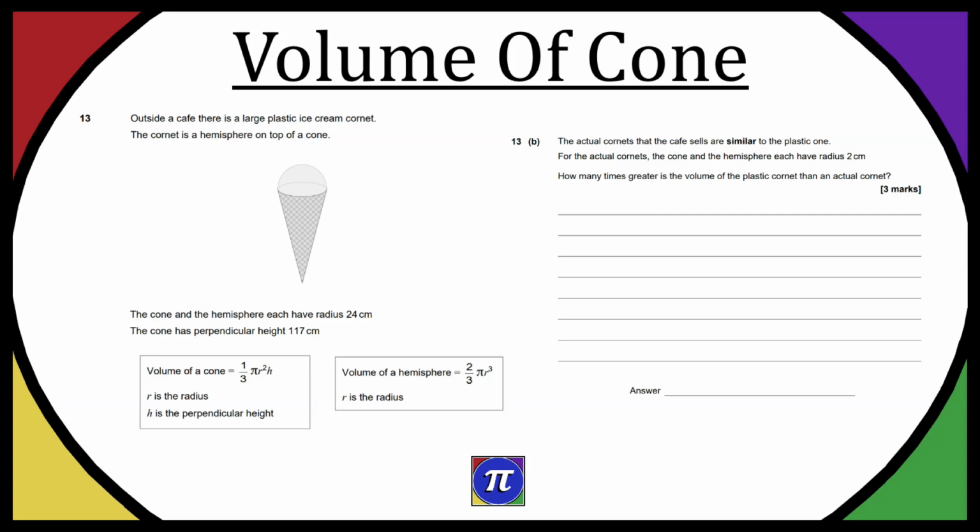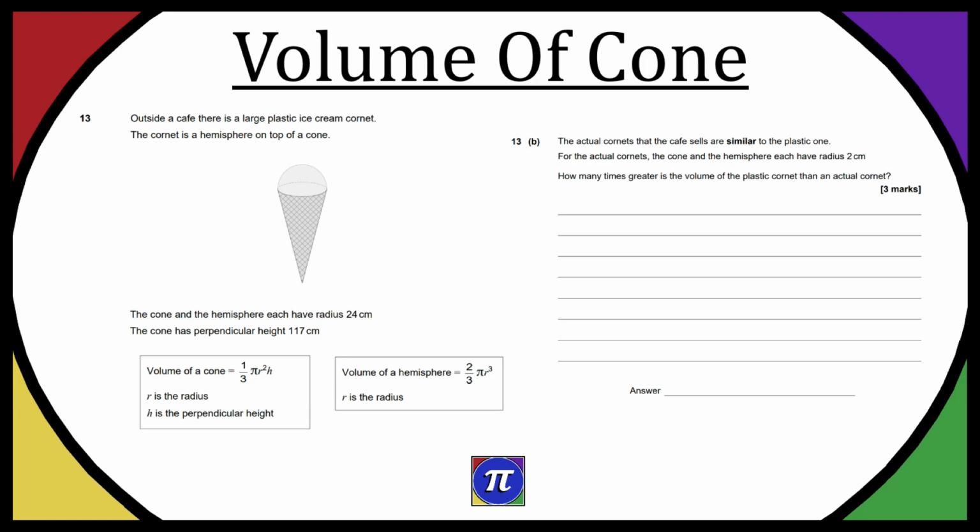So we have question 13b from the past paper I've been going through, and we did part A, which involved working out the volume of a cornet outside a cafe, and now we need to work out the volume of the smaller cornets they sell in the cafe. It states that the actual cornets that the cafe sells are similar to the plastic one. For the actual cornets, the cone and the hemisphere each have radius 2 cm. How many times greater is the volume of the plastic cornet than an actual cornet?